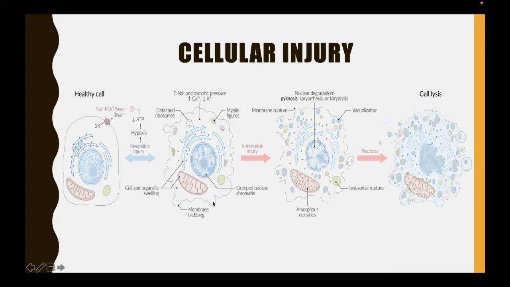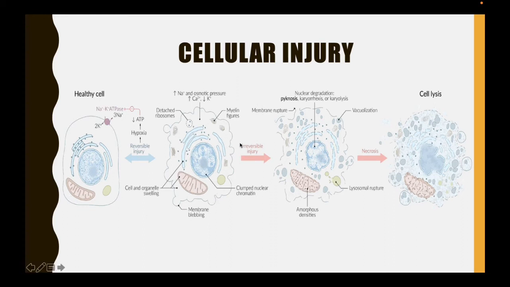We can also see the aggregation of peroxidized lipids, which result in the formation of myelin figures. So, peroxidized lipids are a component of your cell membrane. And now we discuss the features of reversible injury.